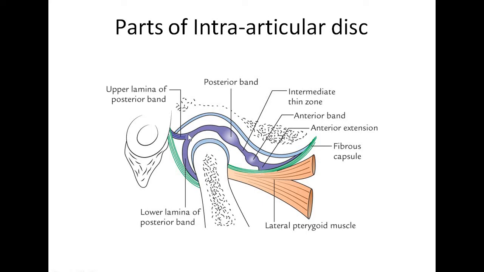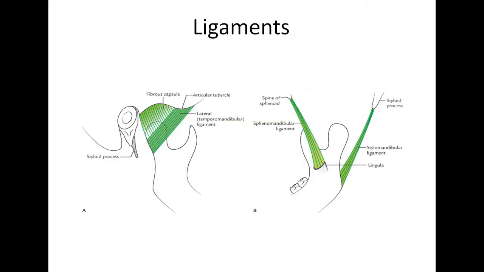The posterior region is divided into an upper lamina, which is fibroelastic in nature and is attached to the squamotympanic fissure. This is the squamotympanic fissure. And the lower lamina is fibrous but inelastic in nature, and it is attached at the posterior aspect of the neck of the mandible. So the parts are anterior expansion, anterior thick band, intermediate zone, posterior thick band, and posterior bilaminar zone. So you have to remember the oval plate of fibrocartilage.